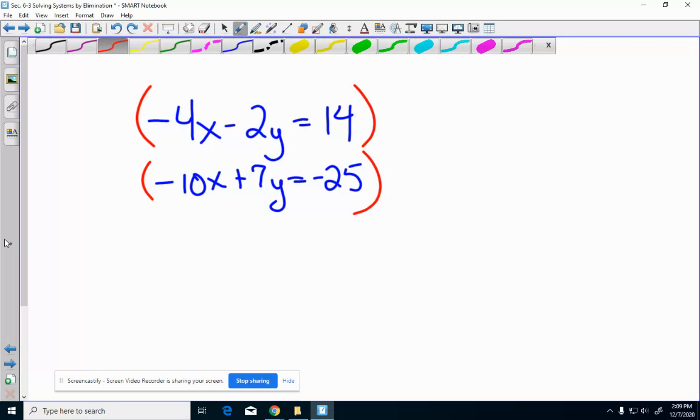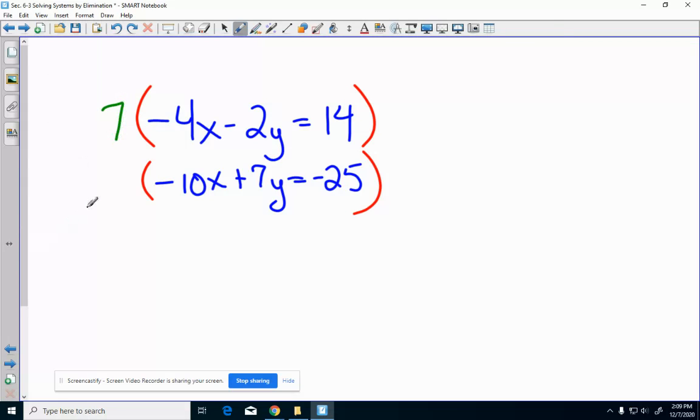So we just got to make a choice. We want to make x go away. We want to make y go away. Okay, I think for the sake of this one, I'm going to multiply the top equation by 7 and the bottom equation by 2.